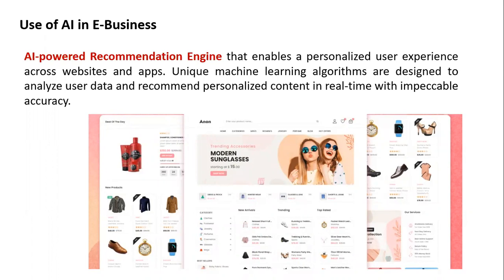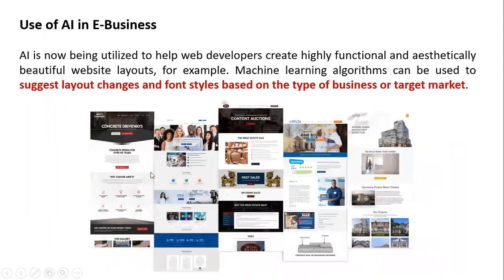Okay, so that is how AI applications work in electronic business. One example is recommendation engines. Then layout changes and font styles based on the business or the target market. So this is important for web developers. Normally, web developers use these dynamic layouts and dynamic fonts, so the websites will be very beautiful and very professional, well aligned with the requirement and the purpose, right?